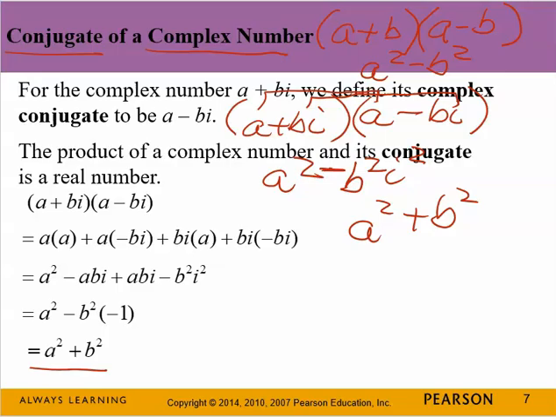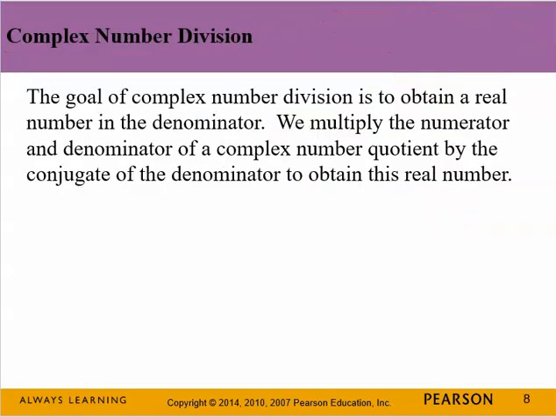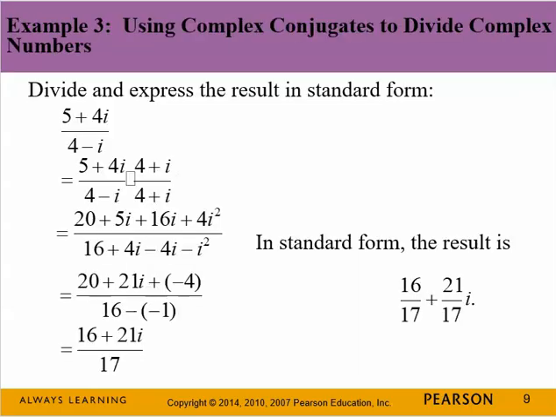Complex conjugates. Here they're telling us in division, we do not want to leave a complex number in the denominator. So we want to, like in the old days, rationalize the denominator, where we're going to uncomplex the denominator. Let's see an example. In fact, I'll go to the whiteboard for this, so you can do this with me here. So we have 5 plus 4i all over 4 minus i. Go to the whiteboard.